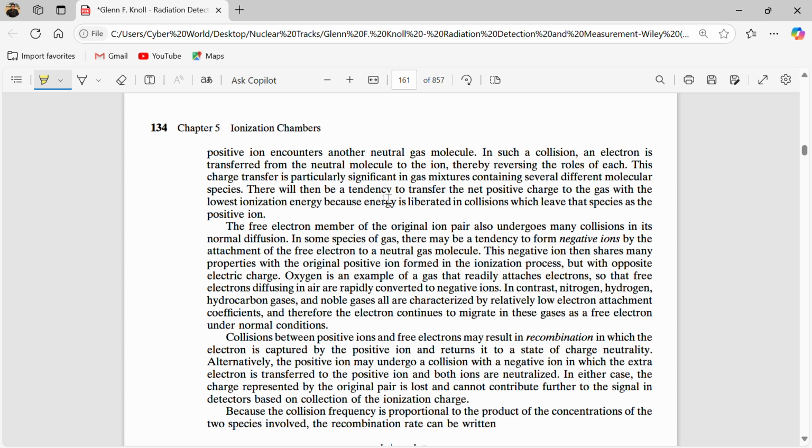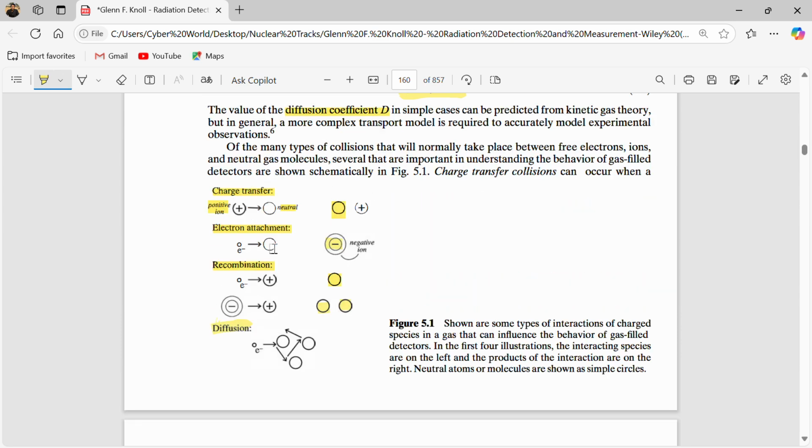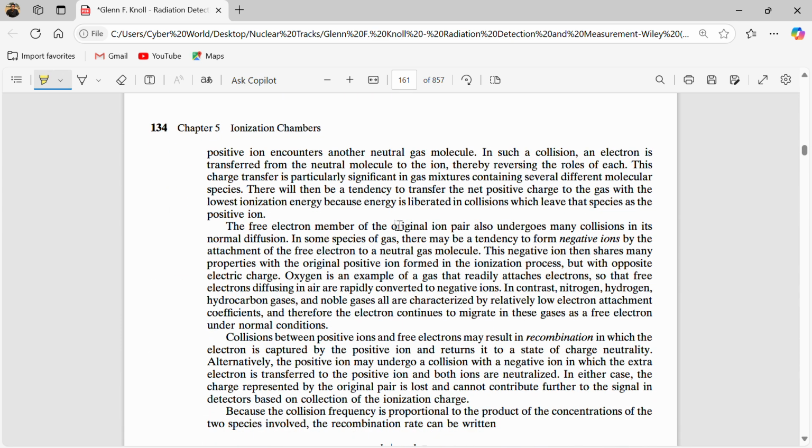Okay, so positive ions encounter other neutral gas molecules. In each collision, an electron is transferred from the neutral molecule to an ion, thereby reversing the role of each. This charge transfer is particularly significant in gas interactions. These gas interactions mainly happen in the ionization chambers. There will be a tendency to transfer the net positive charge to the gas with the lowest ionization energy, because energy is liberated in the collision, which leaves that species as the positive ion.